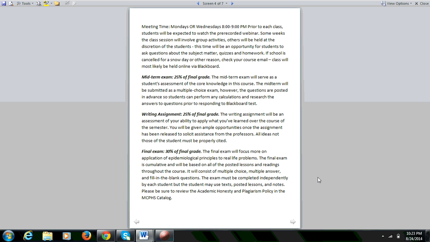Then during the second half of the semester, there will be a writing assignment that's due towards the end of the semester that counts towards 25% of your grade. The midterm is 25% as well. And then at the very end of the course, there's a final exam that's 30% of your grade. That final exam is much quicker to do than the midterm. It's not nearly as time intensive as it's mainly multiple choice and fill in the blank questions.